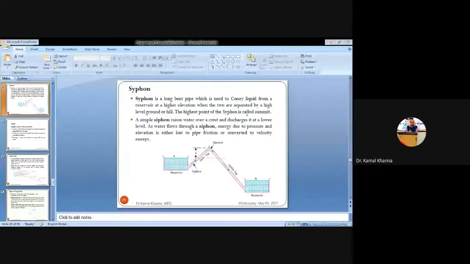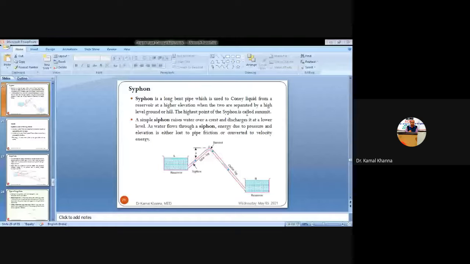And as soon as the water flows through the siphon tube, the energy due to the pressure and the potential, that means due to the elevation, due to the height of the hill, is either lost to the pipe friction or is being converted into the velocity energy, or you can say the kinetic energy.